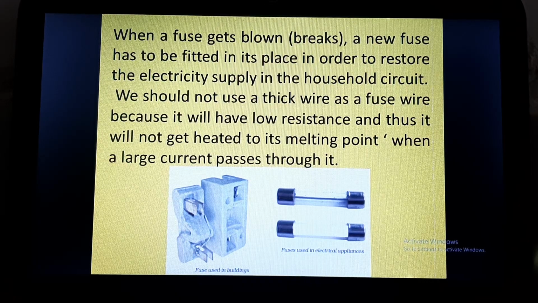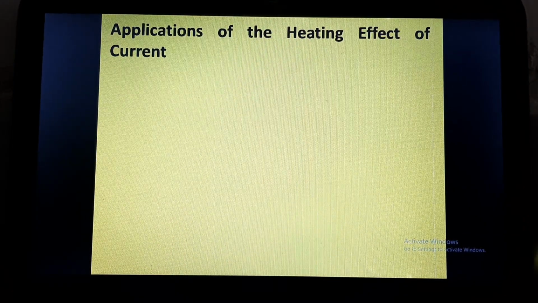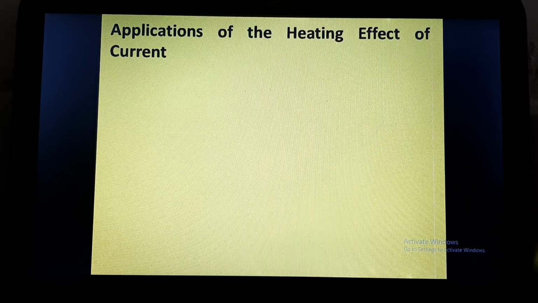This is how a fuse looks, which is used in our switchboards. In our next lecture, we will be discussing applications of the heating effect of electric current.